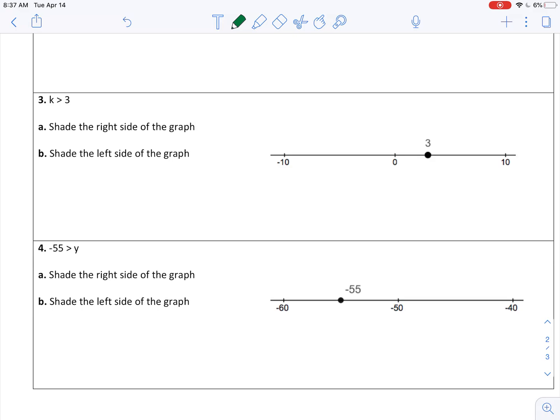Alright, I'd like you guys to pause the video, try those last two, and when you unpause, we'll go through them together and we'll see how it went.